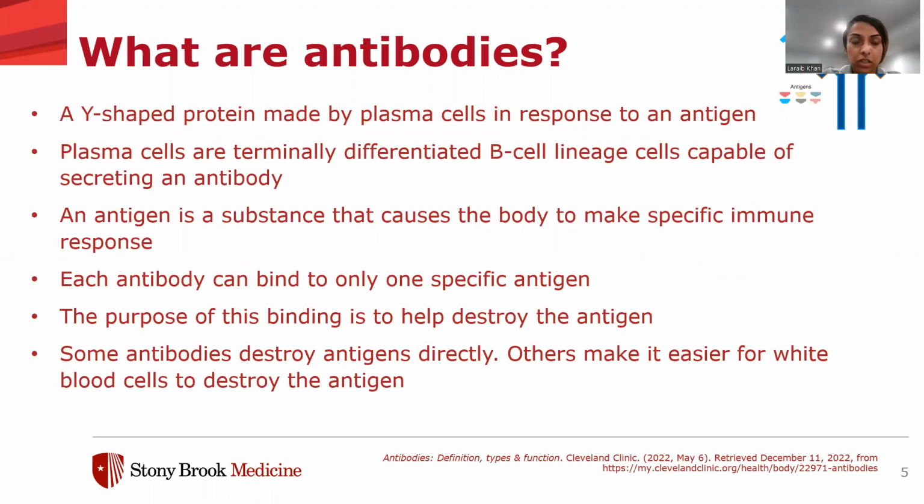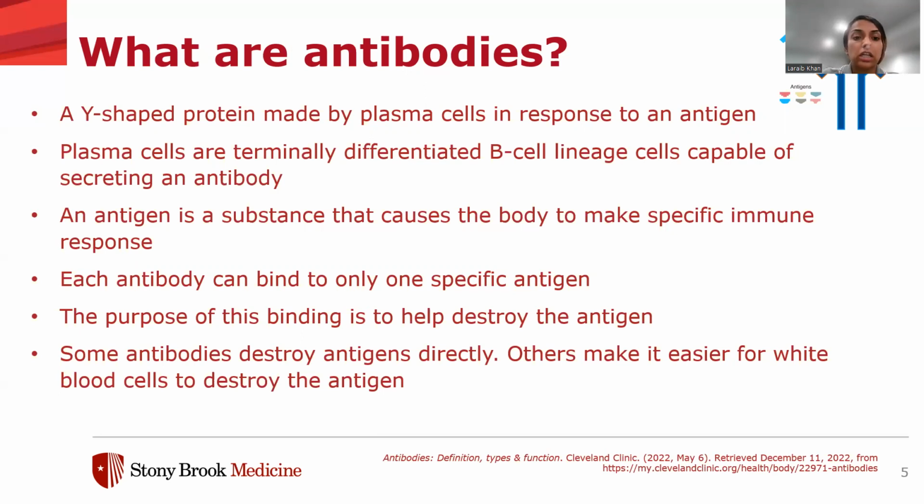So before I jump into what GPA is, I'm just going to first talk about what antibodies are, because antibodies have to do with the disease state. So antibodies are a Y-shaped protein made by plasma cells in response to an antigen. So what are plasma cells? They're terminally differentiated B cells that are capable of secreting an antibody. And then what's an antigen? It's a substance that causes the body to make a specific immune response.